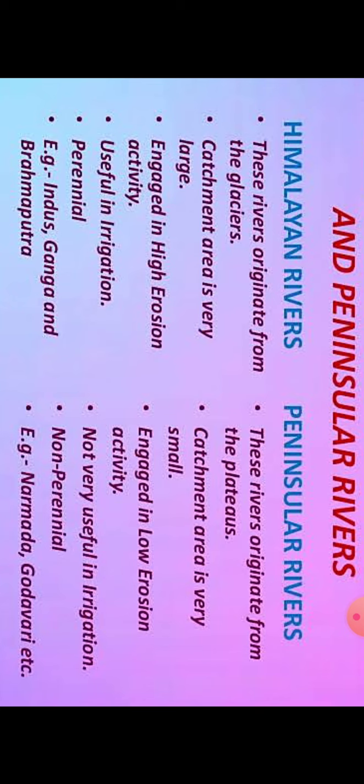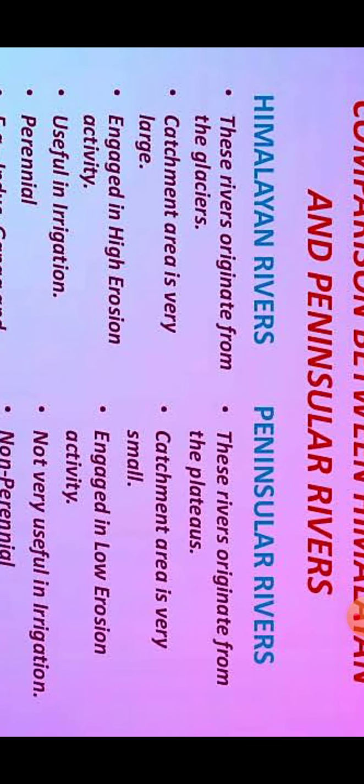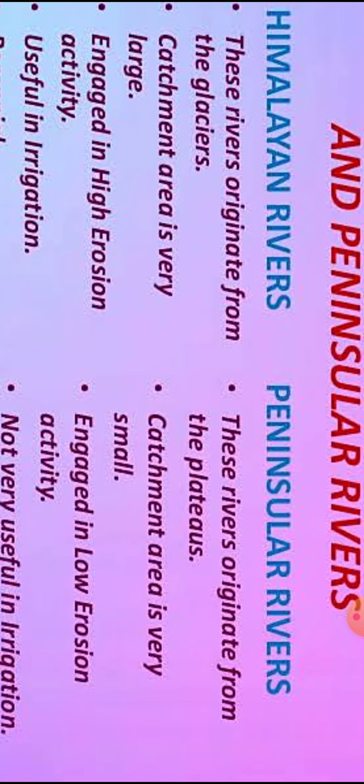These are perennial rivers and these are non-perennial rivers. Examples of Himalayan rivers: Indus, Ganga and Brahmaputra. Peninsular rivers examples: Narmada, Godavari, Krishna, Mahanadi and Kaveri. So these are the differences between the Himalayan rivers and the peninsular rivers.